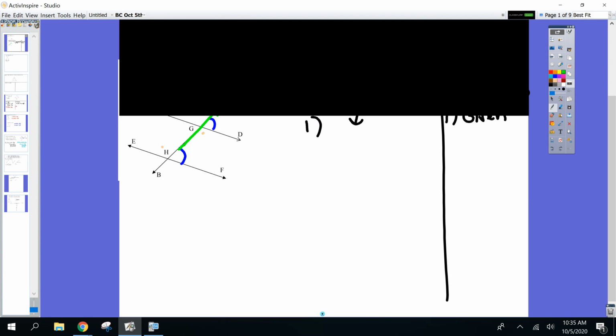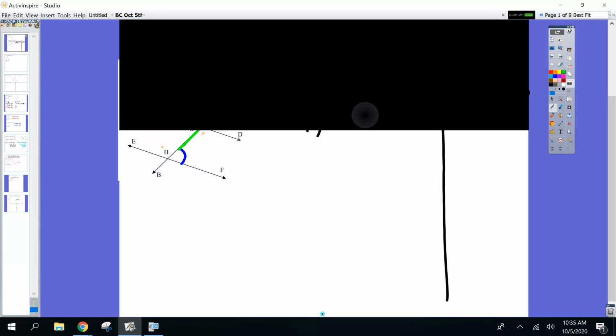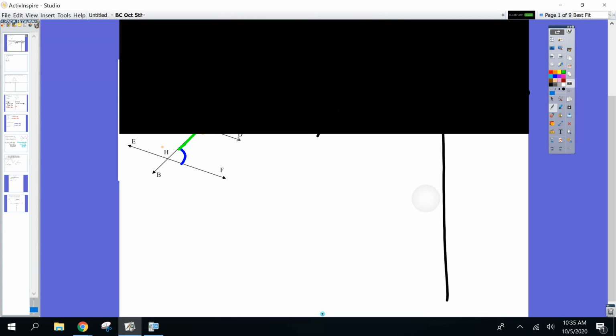Okay, saving. There you go. Ready? What can I do to angle AGD and that angle right there to get to angle DGH? What can I do to those two angles right there and get to that one?